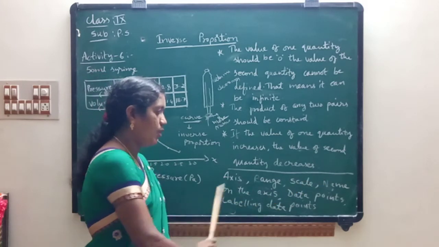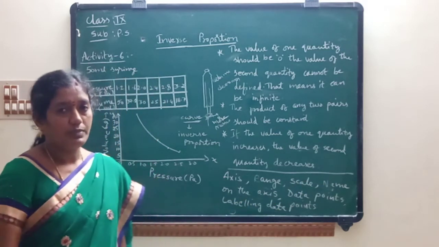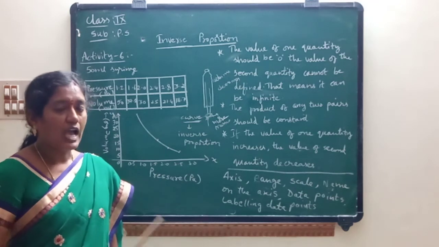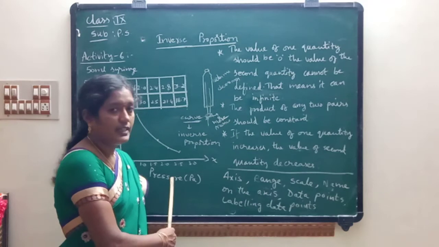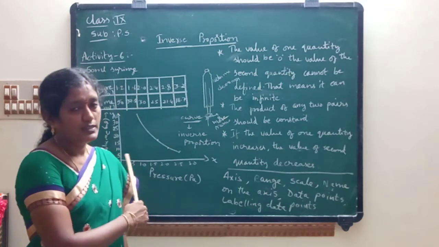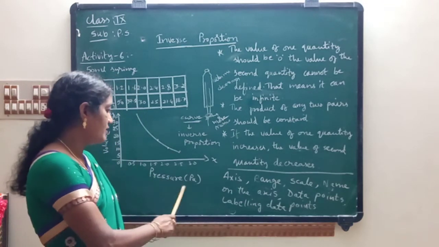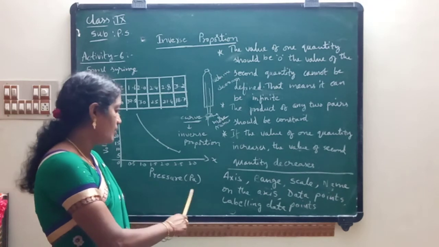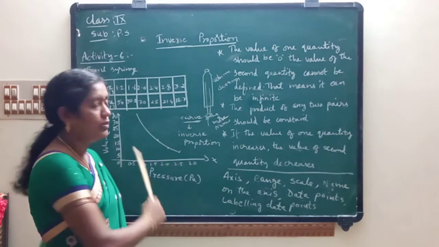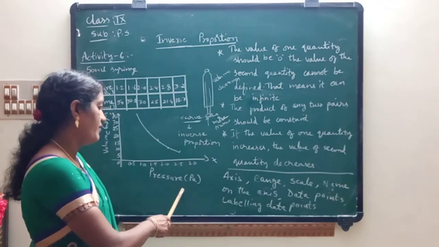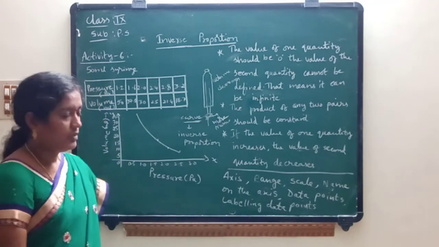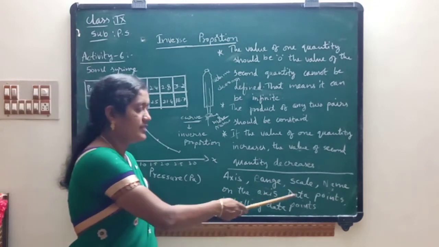Next, name on the axis. I told you in the previous class also, you have to write what is taken on the x-axis and what is taken on the y-axis. These labels you have to write. So pressure in pascals on the x-axis and volume in milliliters on the y-axis. So here I have written pressure and I have written volume. Okay children, name on the axis finished.